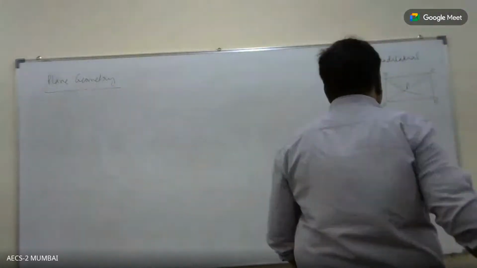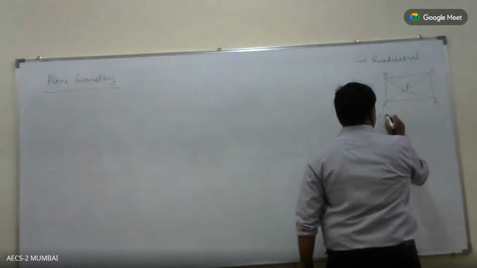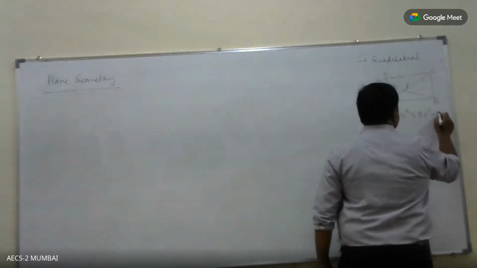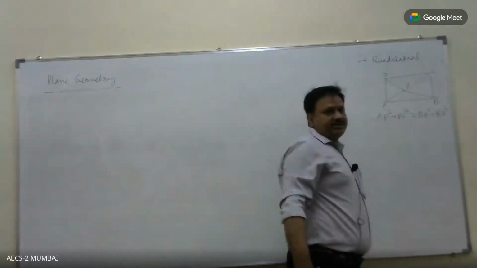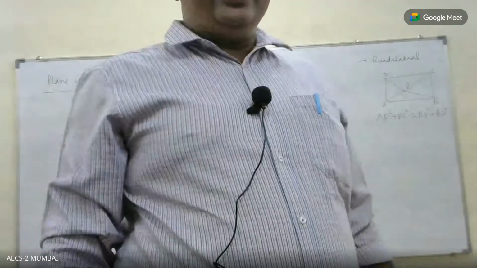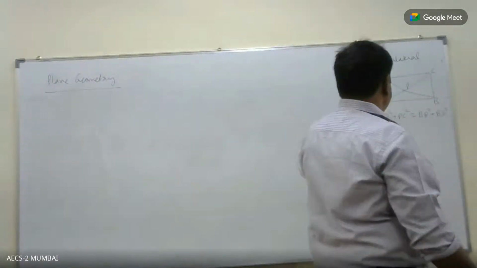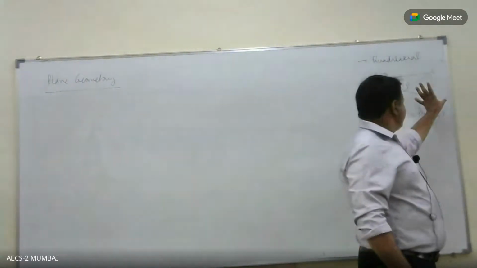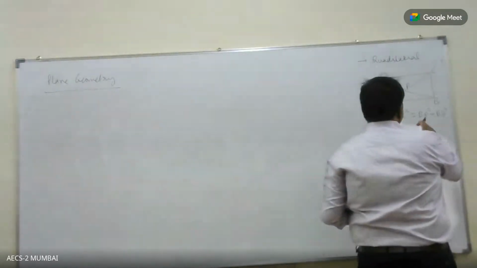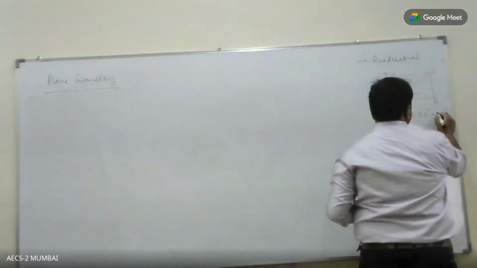Very good. What he says: AB square plus BC square equals BB square plus BD square. This result looks symmetric, right? This square plus this square equals this plus this square. What is it like? BB and BD square.